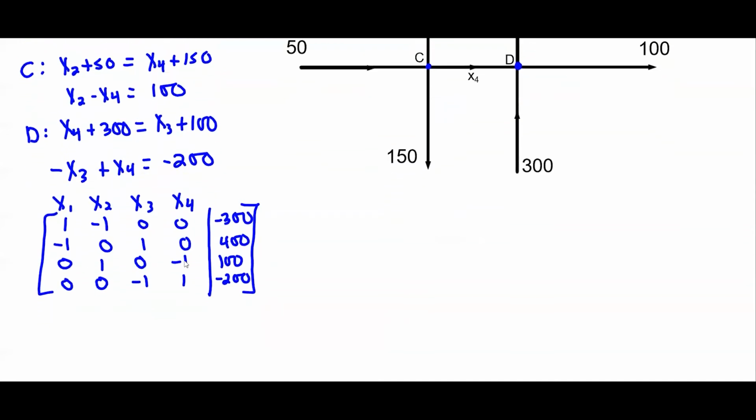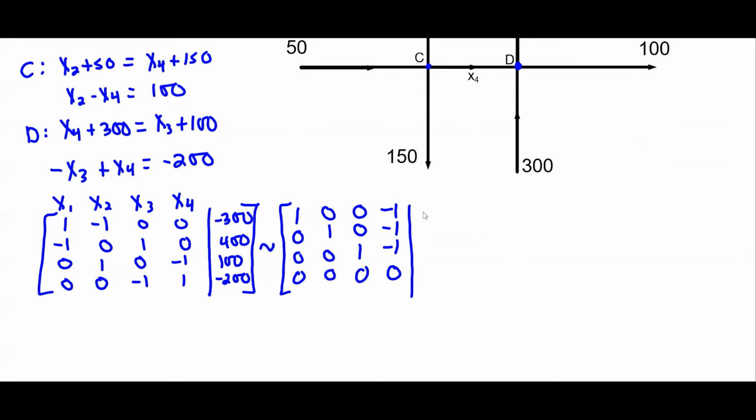Now this would be easy to row reduce by hand because there are so many ones and zeros here, but I used a calculator and I'll write down the reduced matrix: 1, 0, 0, 0, 0, 1, 0, 0, 0, 0, 1, 0, and then negative 1, negative 1, negative 1, 0, augmented with negative 200, 100, 200, and 0.